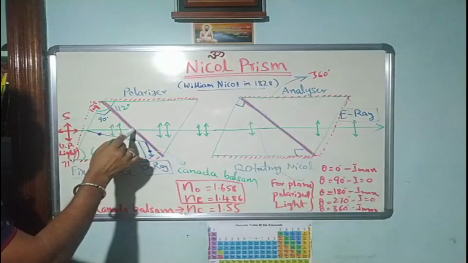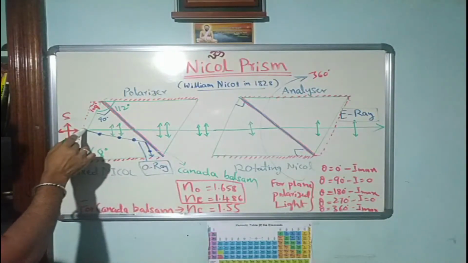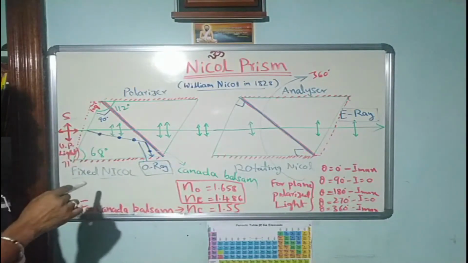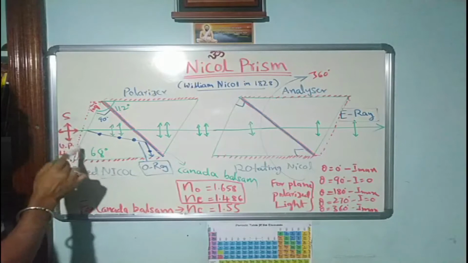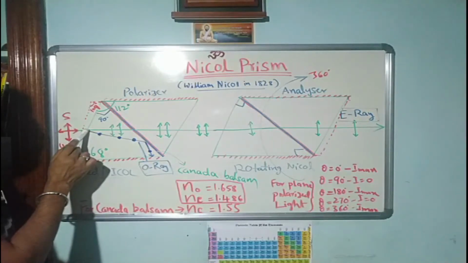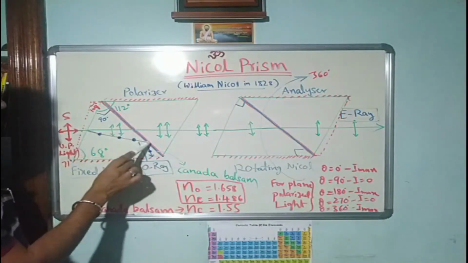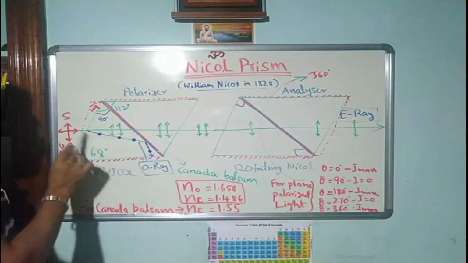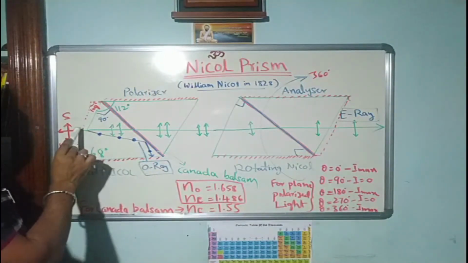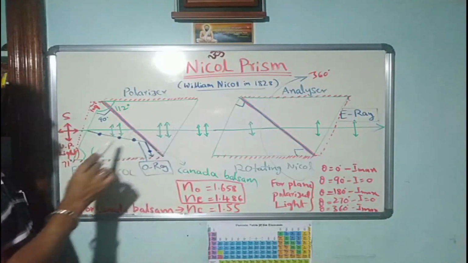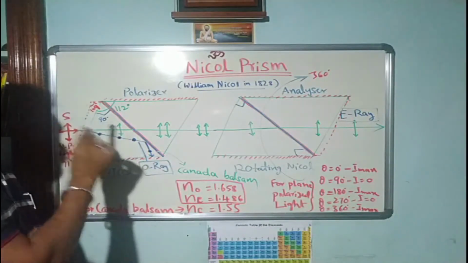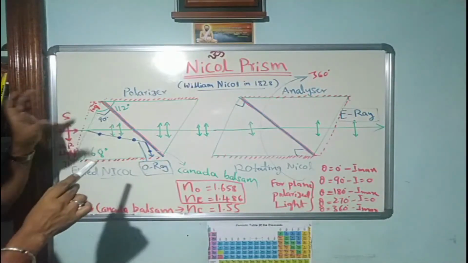At the point of incidence itself, double refraction takes place. You know the mechanism of double refraction in the calcite crystal. Due to double refraction, the light becomes polarized at this point itself, and we get 2 rays like this. One is called the ordinary ray, in which the vibrations are perpendicular to the plane of incidence, and the other is the extraordinary ray, consisting of vibrations parallel to the plane of incidence. Both are polarized light.